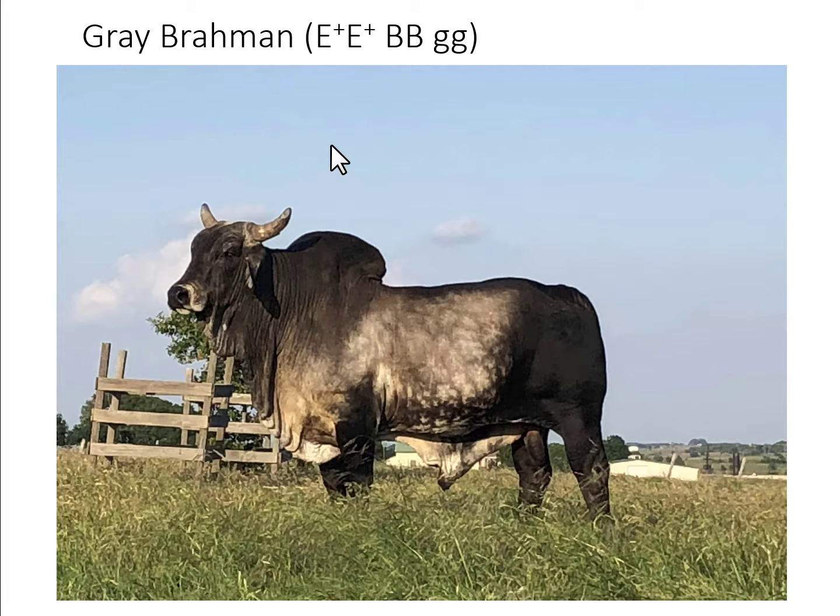Here again, we see a gray Brahman bull. This one has some dappling on it, but it's E plus with two big B's and two little g's. So without those two little g's, so at least one big G, it would have been red with a black nose, feet, and tail. But since it has two little g's, it's going to be gray.